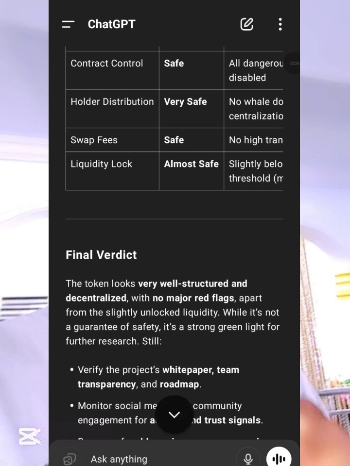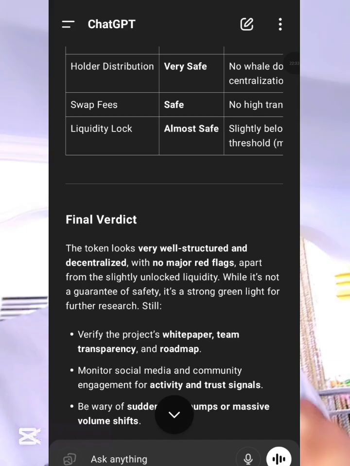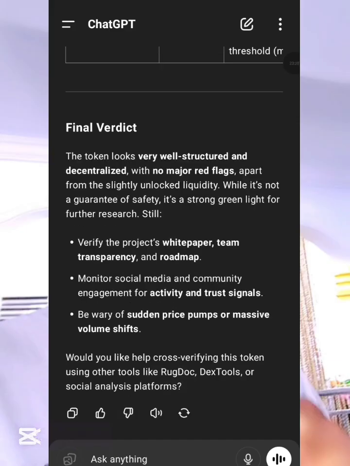So the final conclusion of ChatGPT is that the token looks very well structured and decentralized, with no major red flags apart from the slightly unlocked liquidity. While it is not a guarantee of safety, it is a strong green light for further research. So these are three platforms we can use to do risk factor analysis of any token we want to trade, and this will help us a lot.